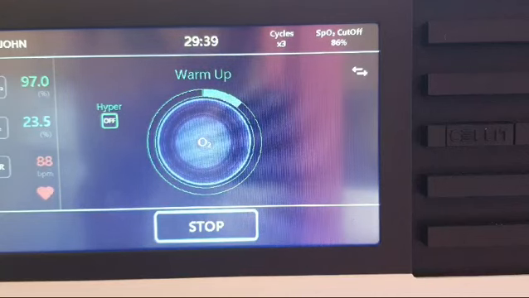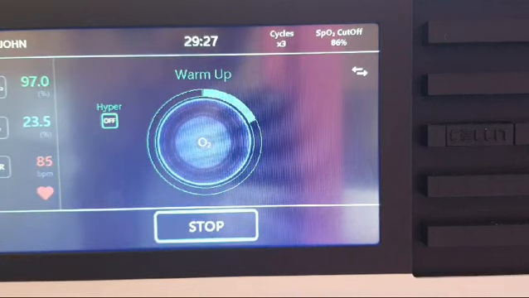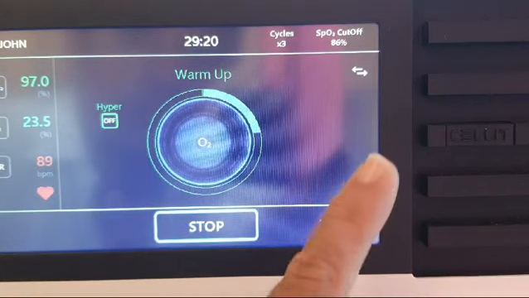So this is one of the views where you have this circular dial, which will give you an idea of how far you are into each cycle. In this case, we are in the warm-up cycle, and we still have to go all this time for the next stage of the breathing session.